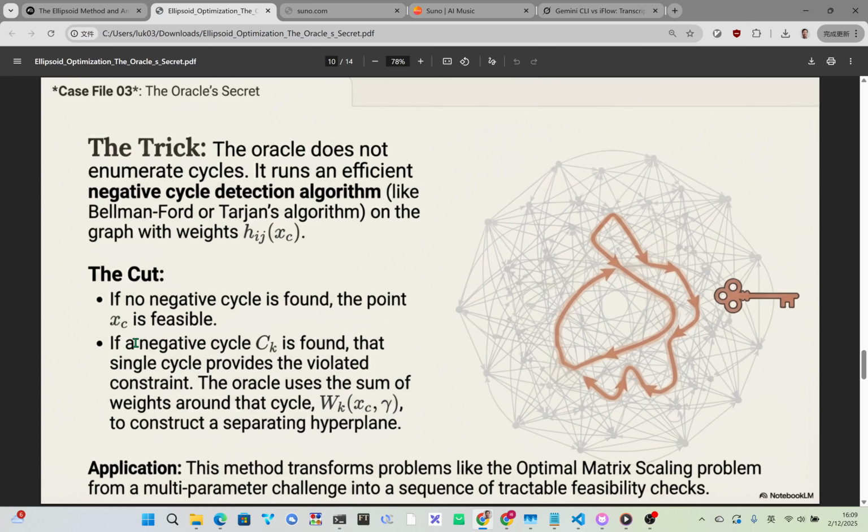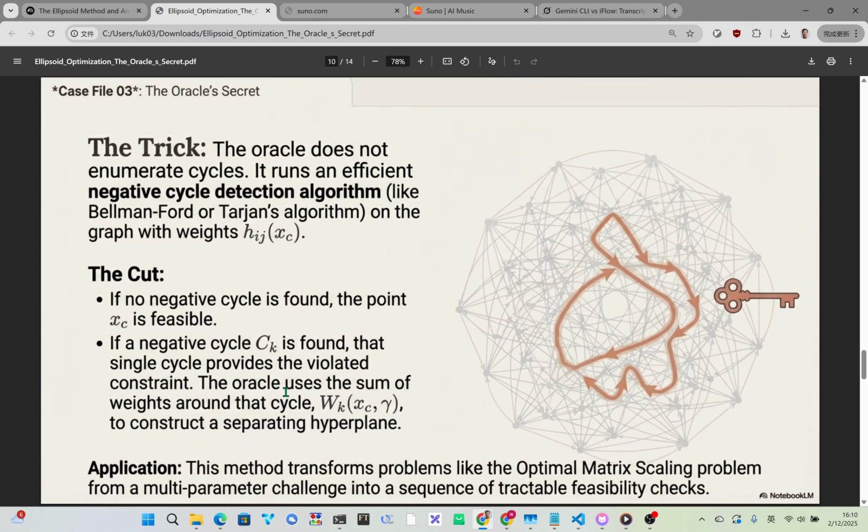If a negative cycle, let's call it C, is found, that single cycle provides the rule that was broken. The total weight of that specific cycle is what it uses to construct the separating hyperplane. It's just incredible how flexible this framework is. We've gone from infinite continuous constraints to infinite vector constraints and now to exponentially many discrete ones. And its versatility goes even further.